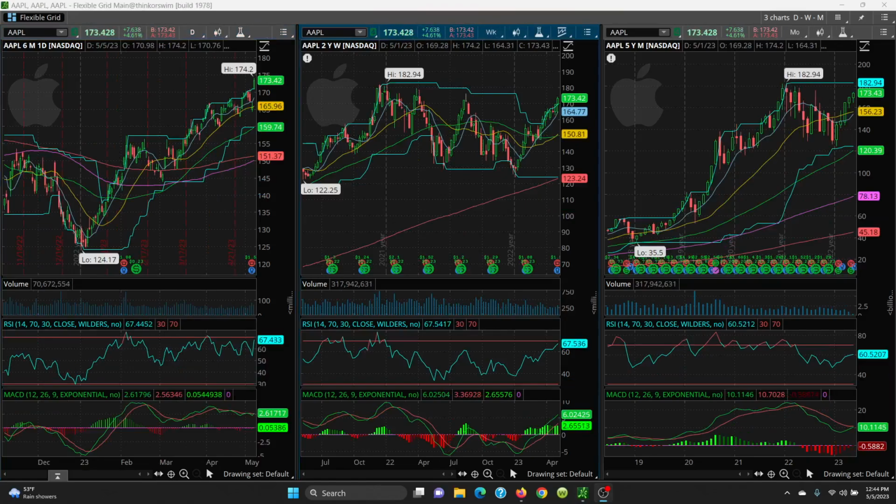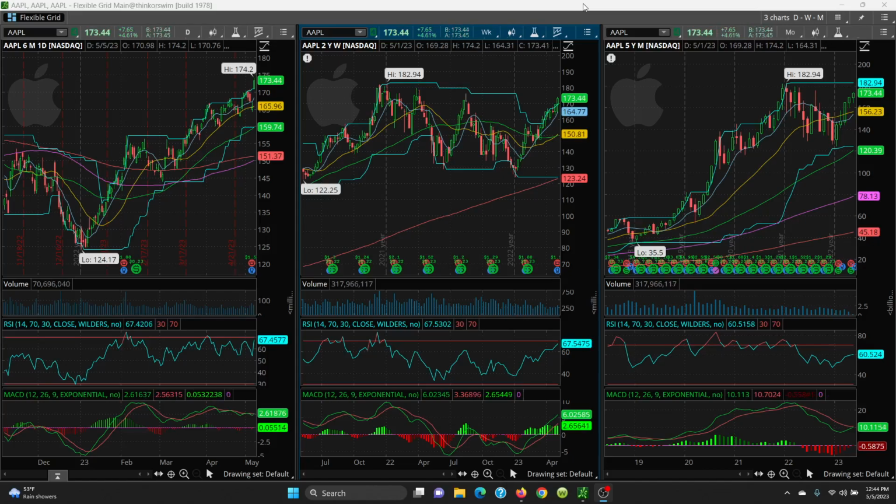All right, here we have the old Apple, your daily, your weekly, and your monthly chart. Now, Apple had really good numbers yesterday. The Mac sales were a little off, but they made up for it with their iPhone sales, and they actually increased the dividend, they increased the buyback. So Apple here is looking very bullish.